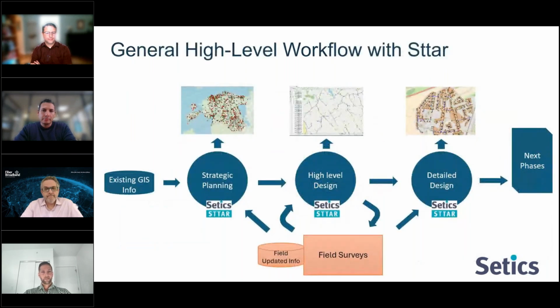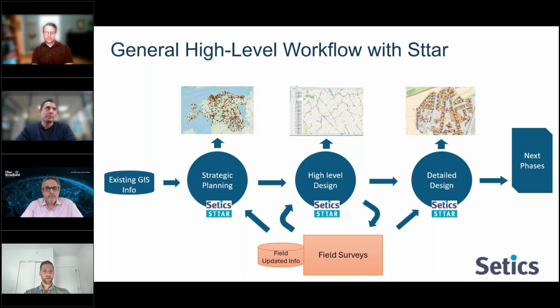Now let's take a look at the high-level workflow. So we use Star through different steps in a network deployment. On the left side, we consider strategic planning to be the feasibility phase, where the operator or user needs to try different options in terms of location, engineering rules, etc. In this case, Star is really used as a decision-making tool. It's especially useful for running cost per premise scenarios, budget planning, grant applications, etc.